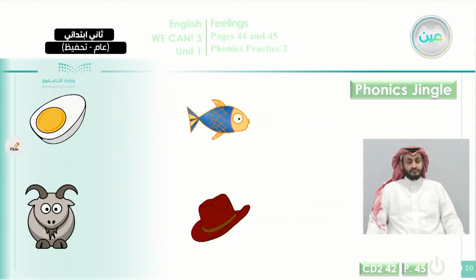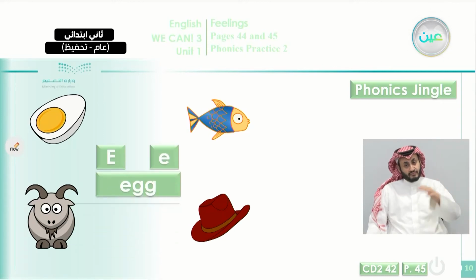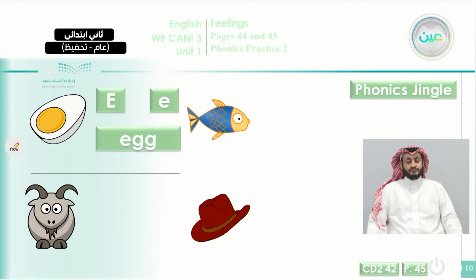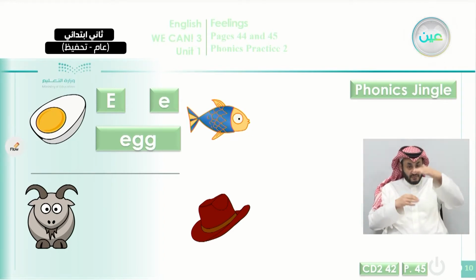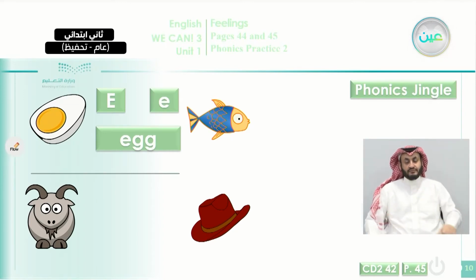Okay, now we have 4 more pictures. The first one here is a picture of an egg, as you can see here. The word egg starts with E, and you can see the 2 letters here, the 2 forms of the letter E. The first one is the capital E, and the second one is the small e.